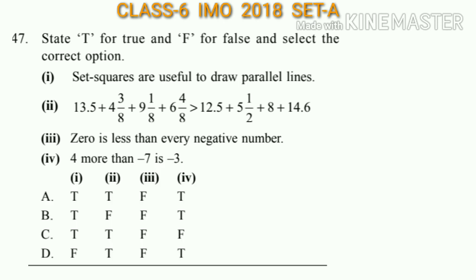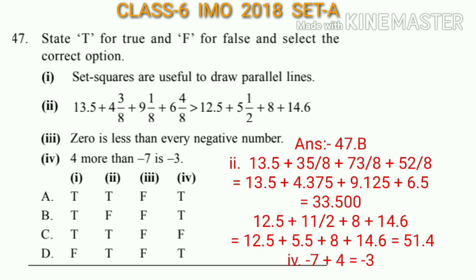Question 47. State T for true and F for false and select the correct option. I, set squares are useful to draw parallel lines. This statement is true. 2i, 13.5 plus 4 3 by 8 plus 9 1 by 8 plus 6 4 by 8 is greater than 12.5 plus 5 1 by 2 plus 8 plus 14.6. If we solve this, we'll get the left hand side is 33.5 and the right hand side is 51.4. 33.5 is less than 51.4, but here it is greater than. So the answer will be false.